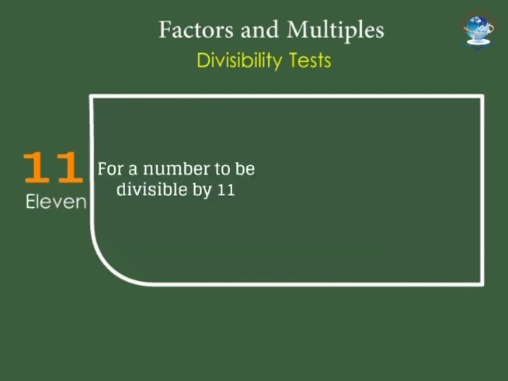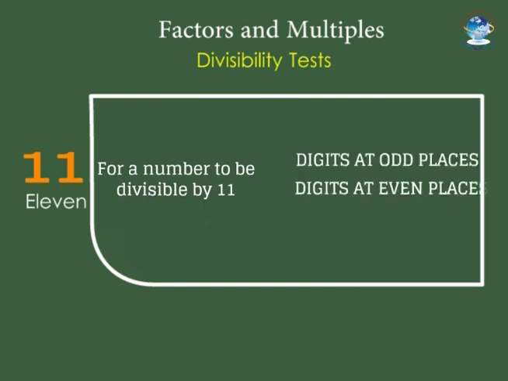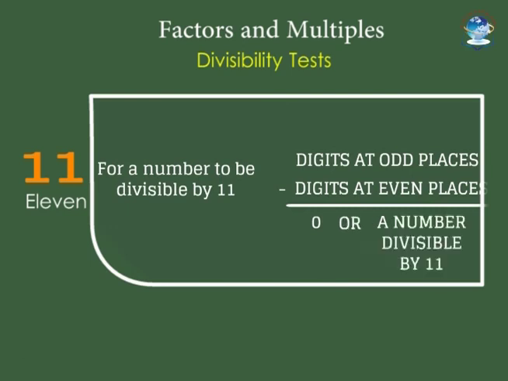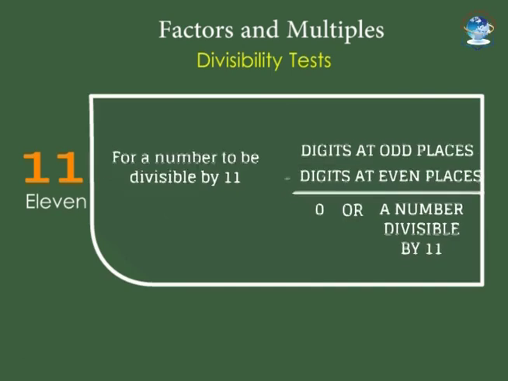For the number 11, we add all the digits in the odd number places and add all the digits in the even number places. Then we subtract the results. If the result is 0 or a number divisible by 11, then the entire number is divisible by 11.